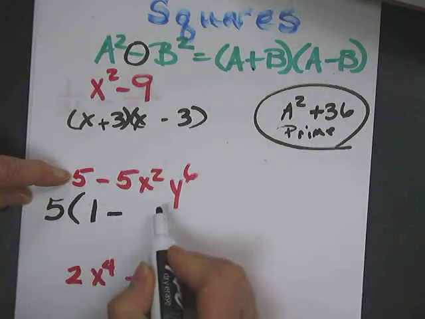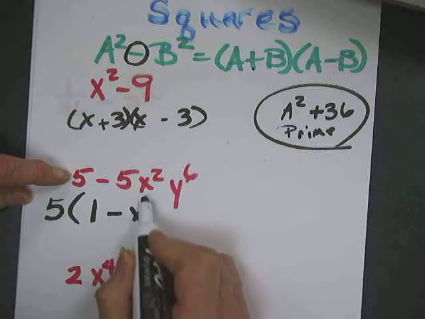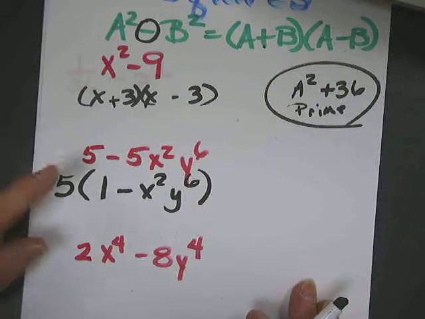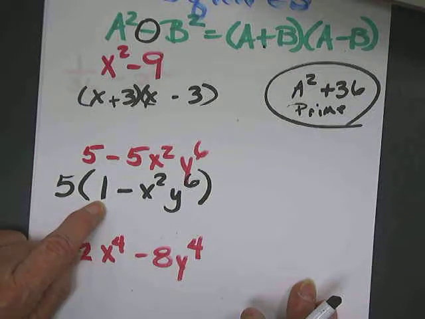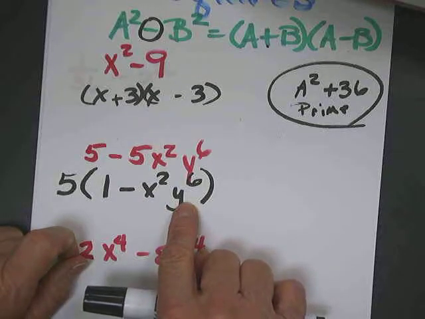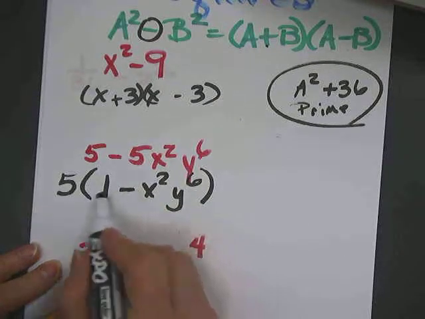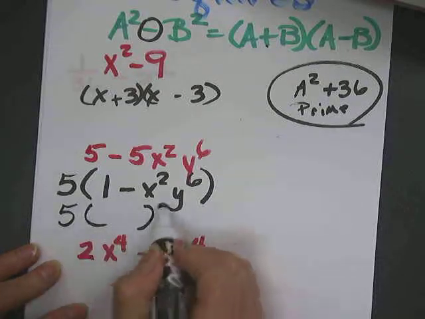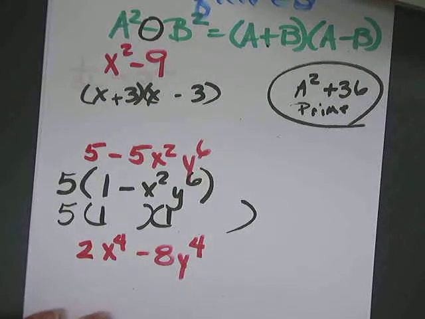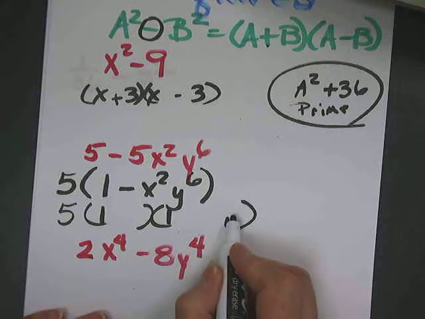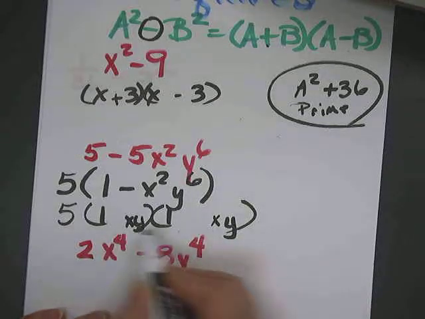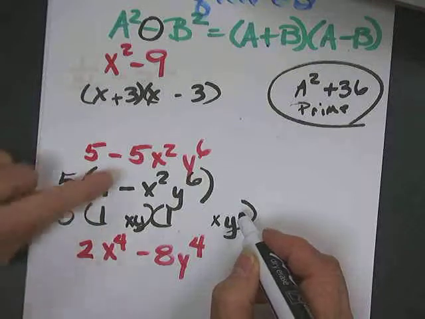Okay, we didn't have anything in common up there. Do we have anything in common here? 5. So that'd be 1. X squared, y to the 6th. Okay. Is that a perfect square? 1 times 1. That's x times x. That's y cubed, y cubed. So yes, difference of squares. 1 is 1 times 1.